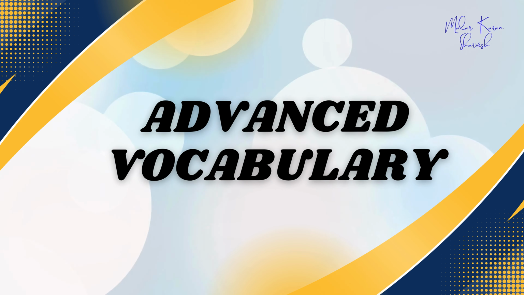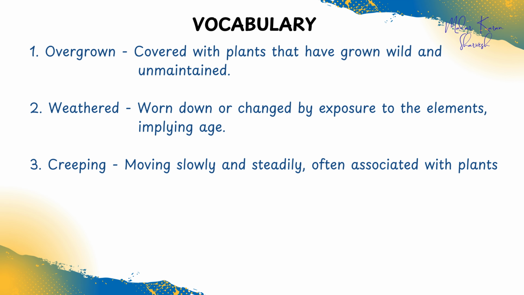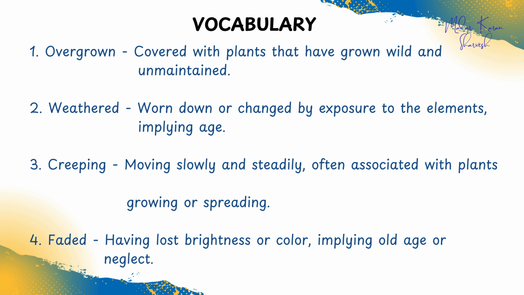Advanced vocabulary. 1. Overgrown: covered with plants that have grown wild and unmaintained. 2. Weathered: worn down or changed by exposure to the elements, implying age. 3. Creeping: moving slowly and steadily, often associated with plants growing or spreading.